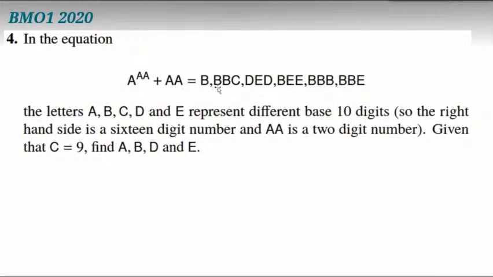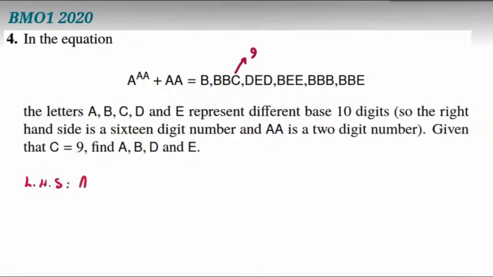It says, in the equation A to the power AA plus AA equals a 16-digit number with pattern BBB, CDED, BEE, BBB, BBE, the letters A, B, C, D, and E represent different base 10 digits. So the right hand side is a 16-digit number and AA is a 2-digit number. Given that C is 9, find A, B, D, and E.